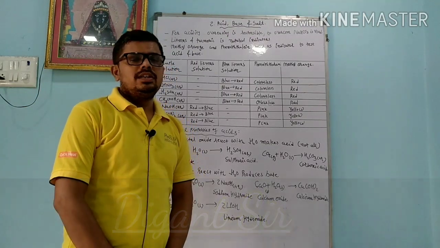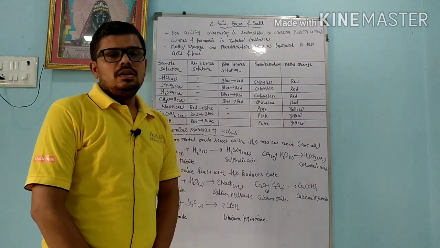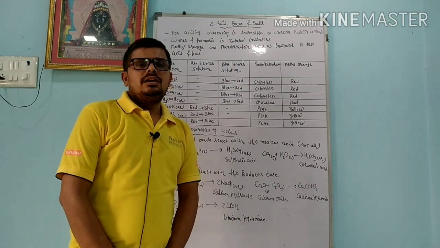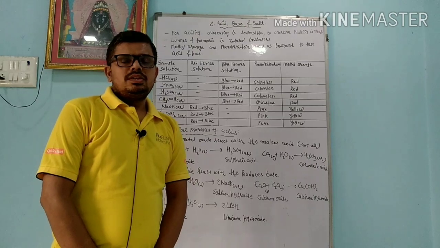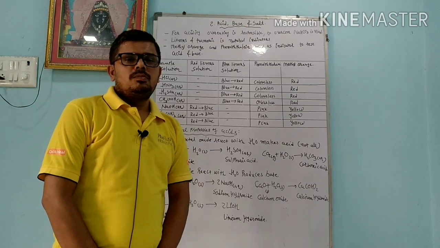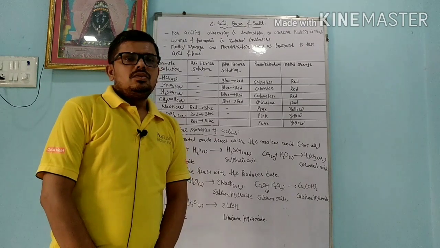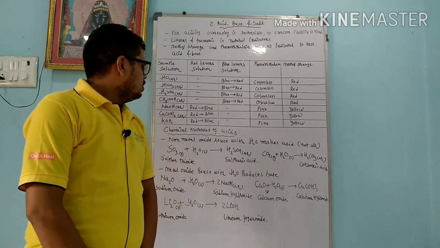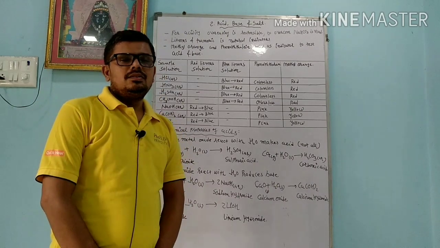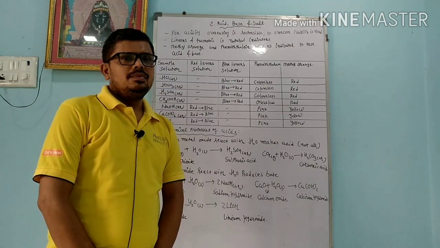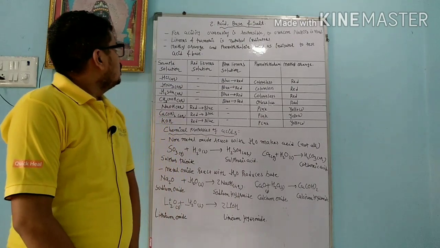Today we are going to learn chapter number 2, acid, base and salt. Dear student, last time we learned about the Arrhenius theory and Lowry theory. Today we will learn more properties of acid and base, some properties of acid, non-metal oxide and metal oxide. Okay, so we will start today.